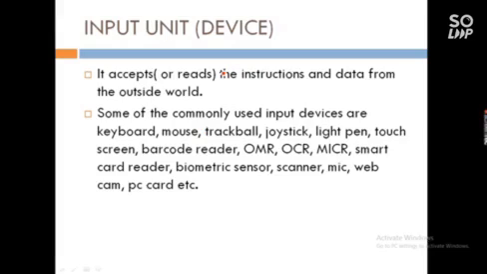Now the functional unit number 1 is the input device. It accepts or reads the instruction and data from the outside world, that is, from us. Some of the commonly used input devices are keyboard, mouse, trackball, joystick, light pen, touch screen, barcode reader, OMR, OCR, MICR, smart card reader, biometric sensor, scanner, mic, webcam, PC card, etc. These are your input devices.